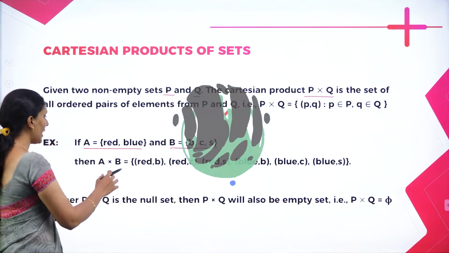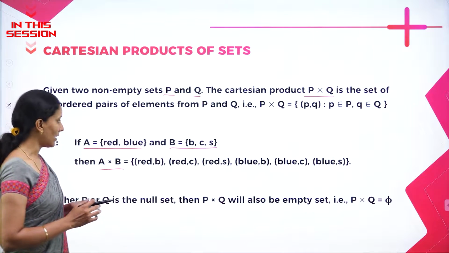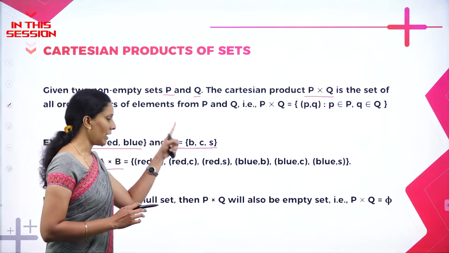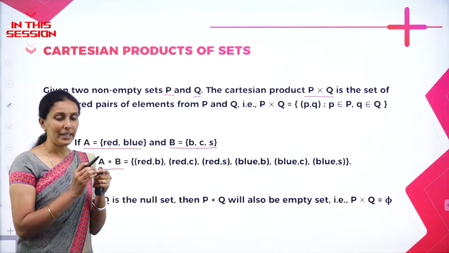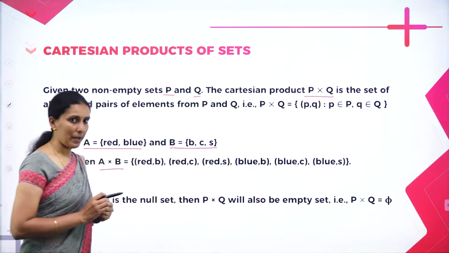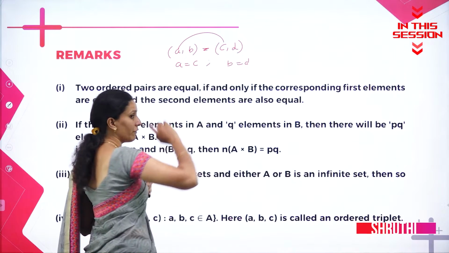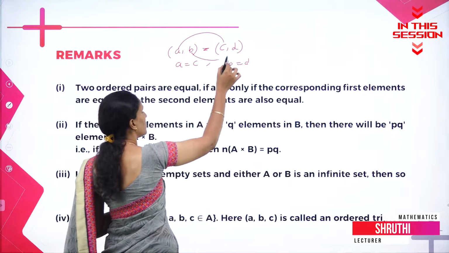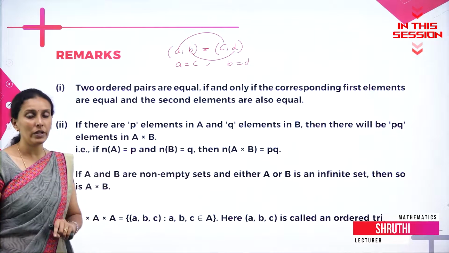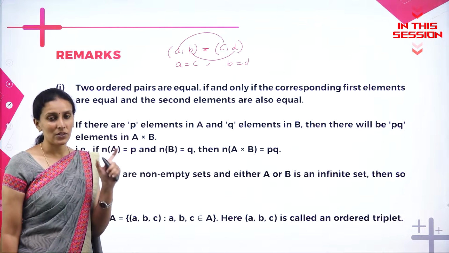What do you mean by A cross B? A cross B is nothing but pairing the elements of A with respect to B and writing it in the form of an ordered pair. The first element should be equal to the first element and the second element should be equal to the second element. Then only we say that the ordered pairs are equal.